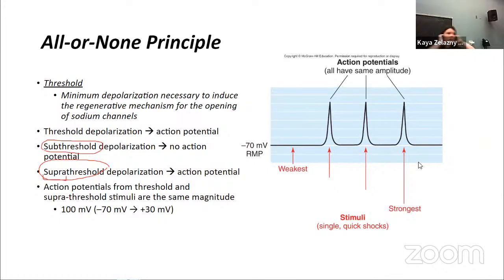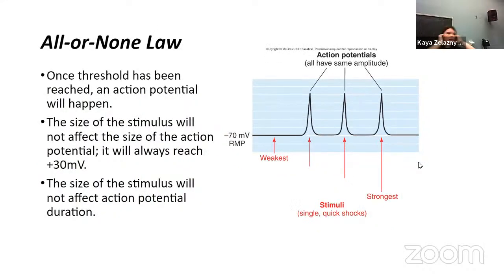So when we reach that threshold, an action potential happens. The size of the stimulus, the size of that graded potential that we're causing as something is signaling our neuron, is not going to affect the size of the action potential. We're always just going to positive 30.